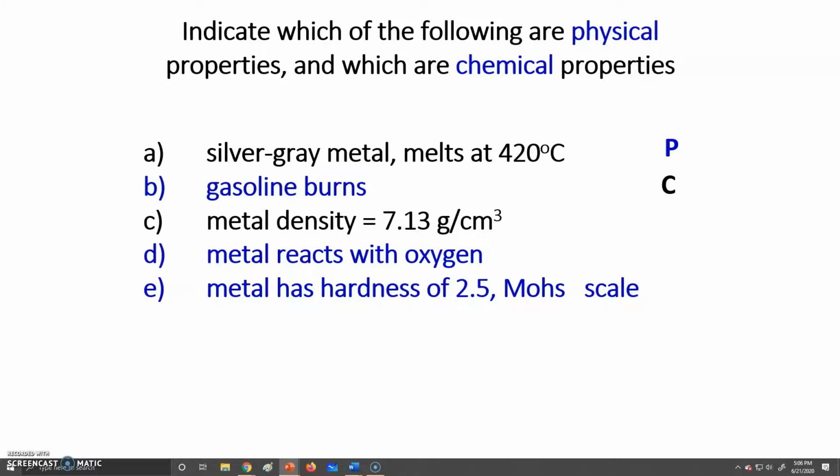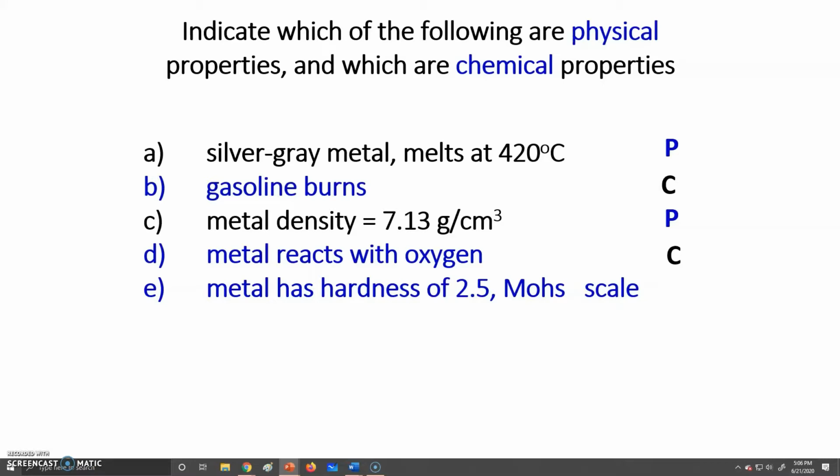The density of a metal is a physical property because we can measure that just by weighing the metal and taking the volume. We don't have to react it with anything to determine the density, so that's a physical property. A metal reacting with oxygen: the key word here is react. Anytime you're talking about a chemical reaction, such as with oxygen, that's a chemical change.